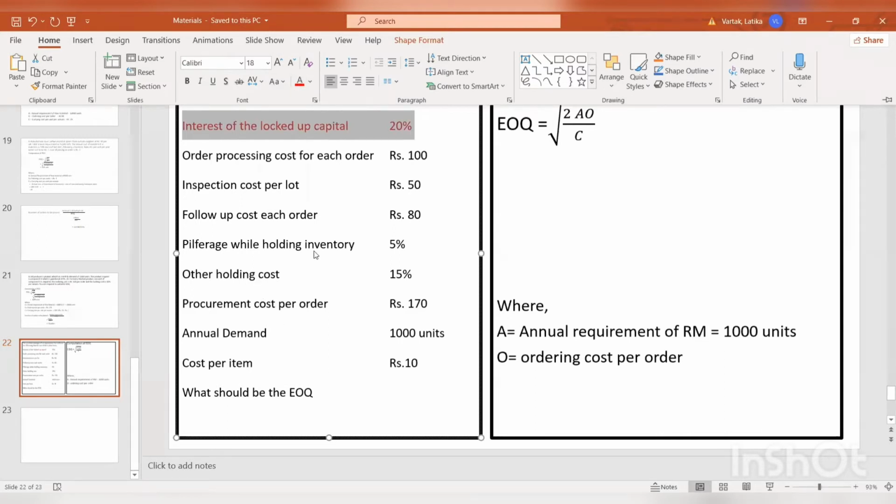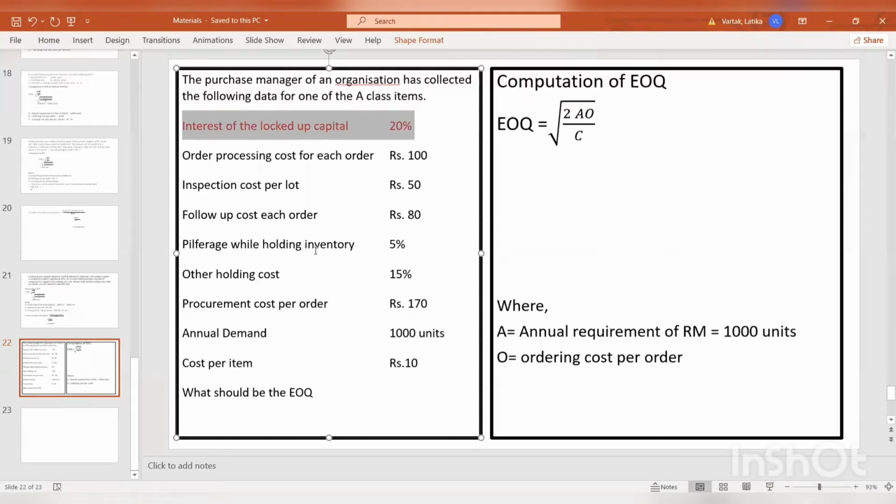After that, order processing cost for each order. So order processing cost for each order is ordering cost. So we'll keep that as it is. After that, inspection cost per lot. So that is also ordering cost. After that, follow up cost each order. That is also ordering cost. After that, they have given pilferage while holding inventory. So when we were holding inventory at that time, pilferage happened. Okay. So that will be carrying cost.